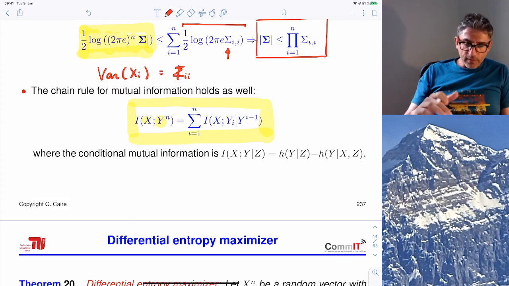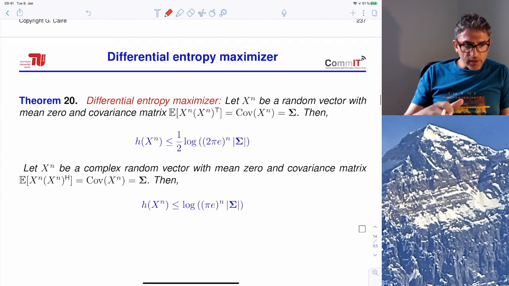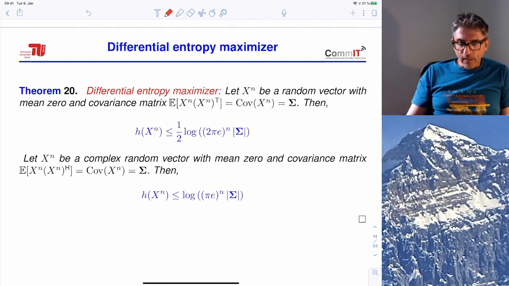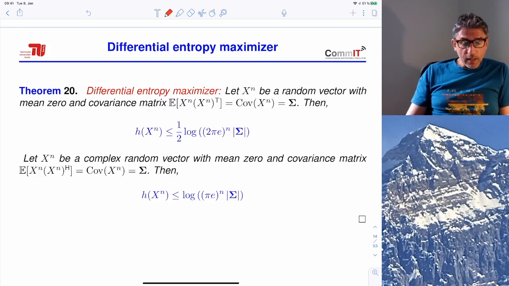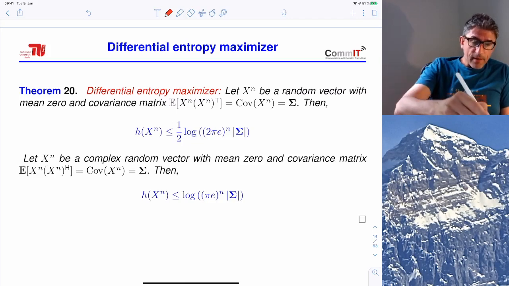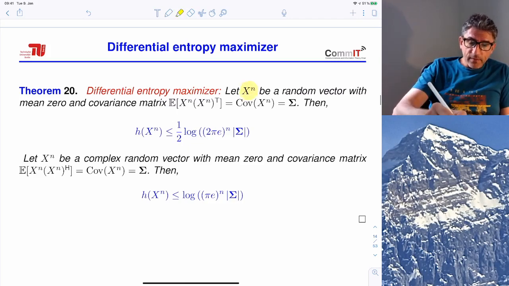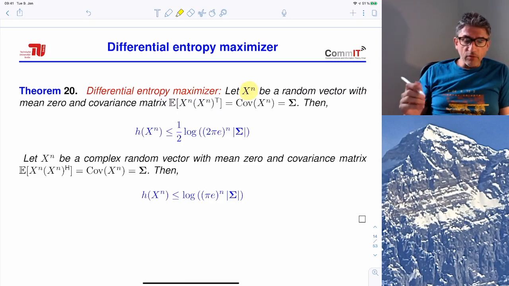At this point, I want to conclude this overview of differential entropy and continuous random variables by introducing an important result. The result is given by this theorem, the differential entropy maximizer. So let X^n be a random vector with mean 0 and given covariance matrix.